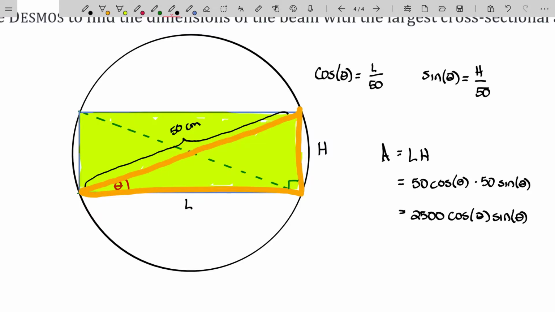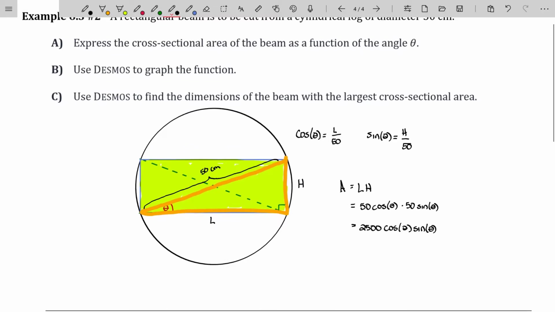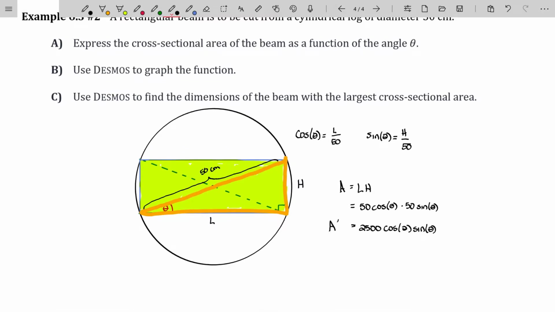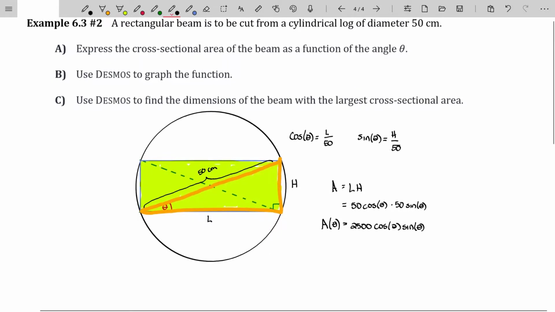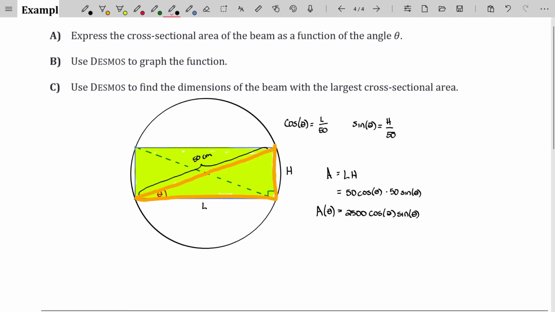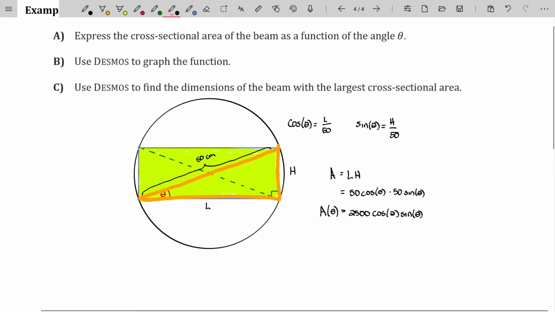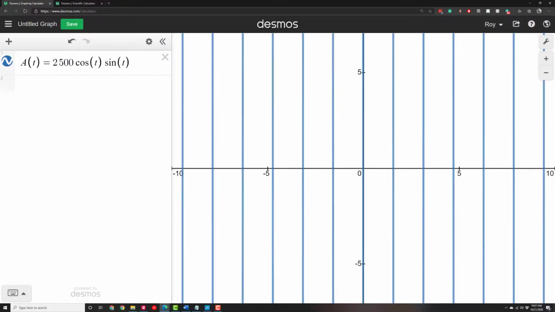Whatever that may be. That's the area as a function of the angle theta. If you know the angle theta, you get an area, a cross-sectional area. And now we're being asked to use Desmos to not only graph the function, but then to find the dimensions of the beam with the largest cross-sectional area. Okay, that's not too terrible. Let's go ahead and do it.